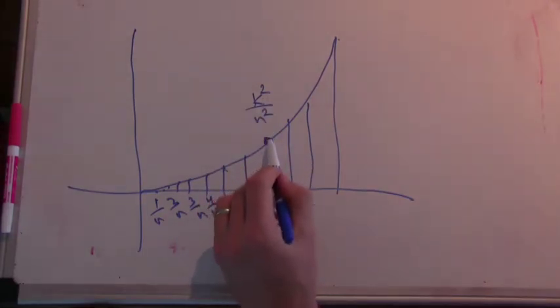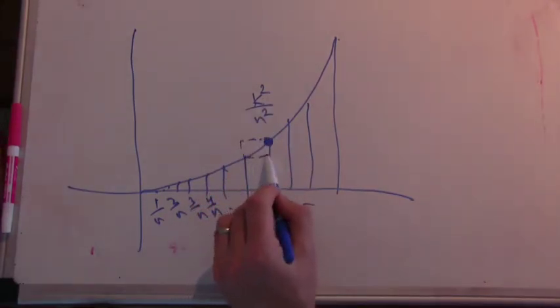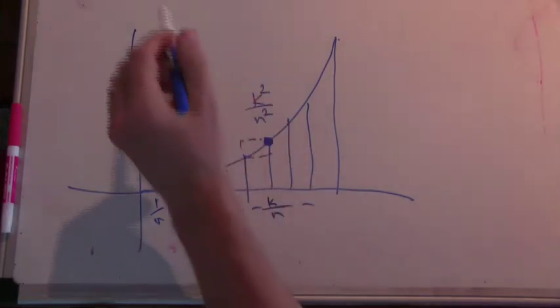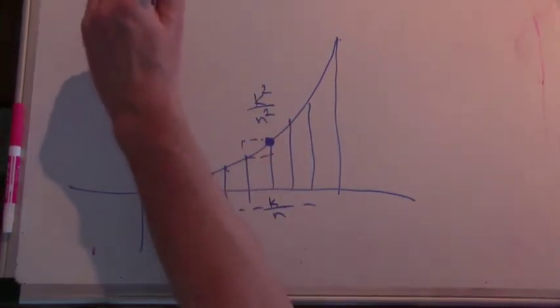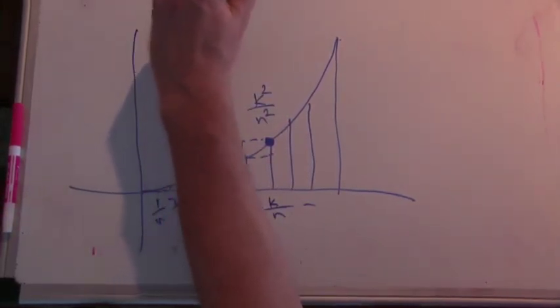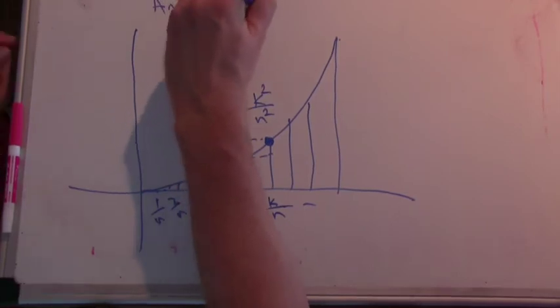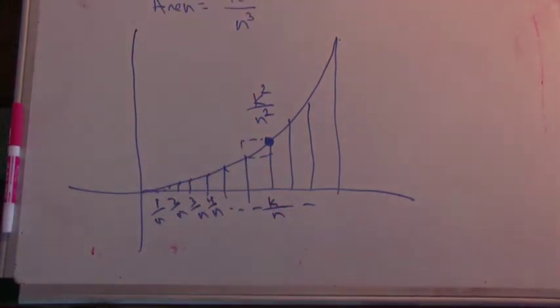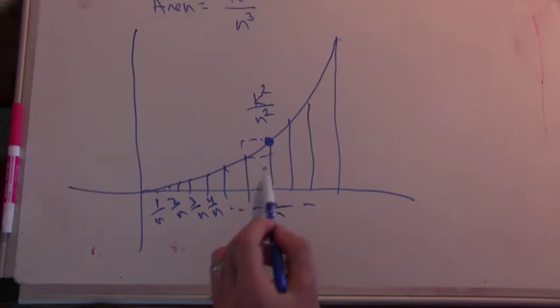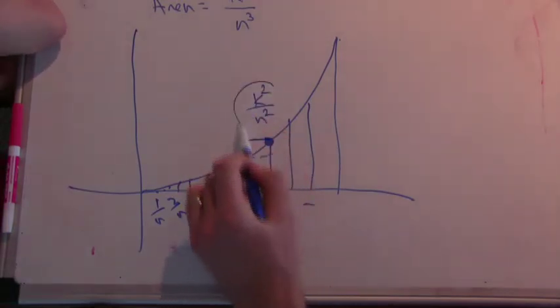And how wide is the rectangle? Actually, it doesn't matter. 1 over n. So our rectangle's area equals 1 over n times k squared over n squared, which is k squared over n cubed. You see that? Width is 1 over n. Height is k squared over n squared.